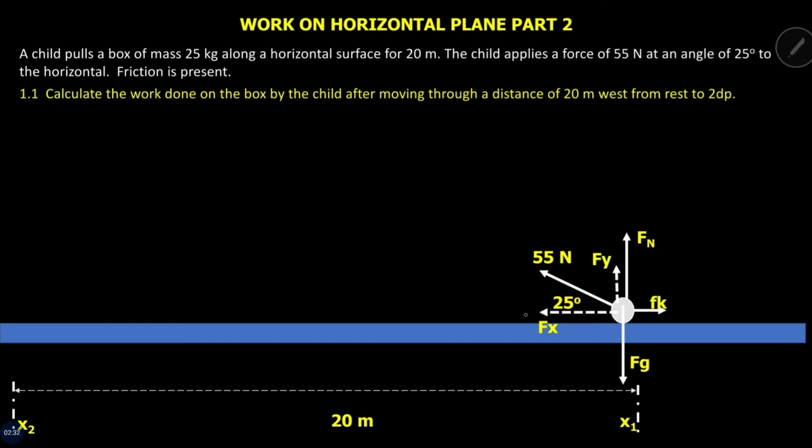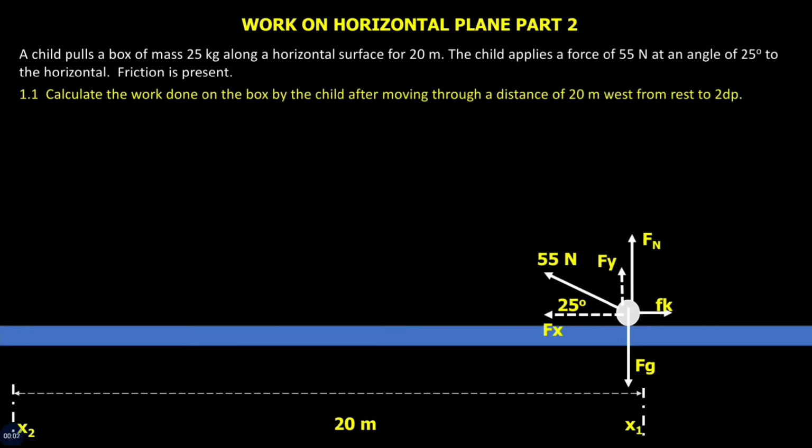It's always important to note that when an object moves horizontally, it is the horizontal forces that are at play. So once you've drawn a component diagram like this, we can now ignore the vertical forces as far as the motion of the object is concerned. It is Fx and Fk that are responsible.